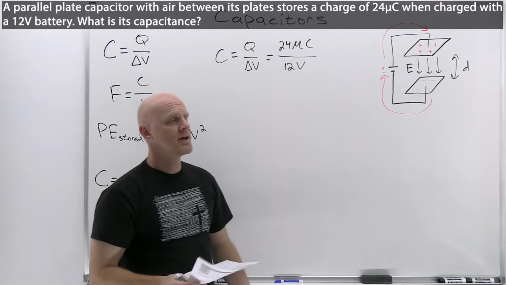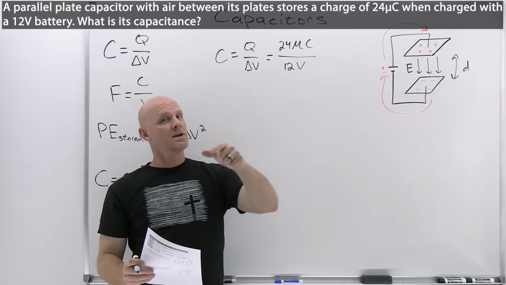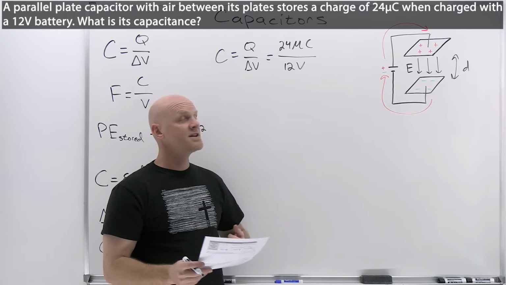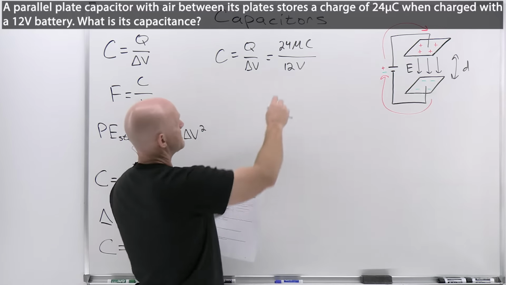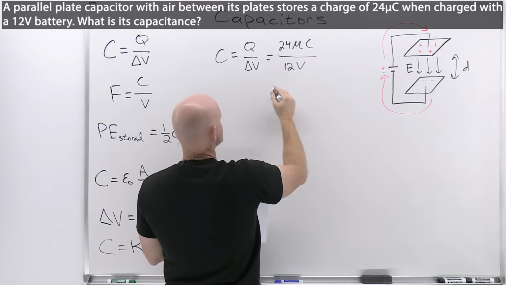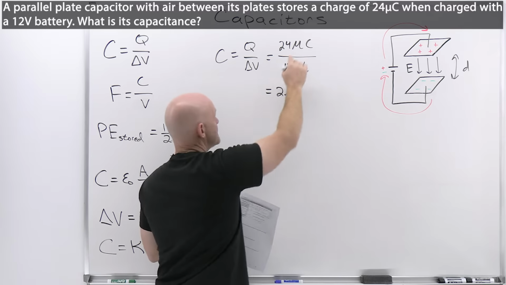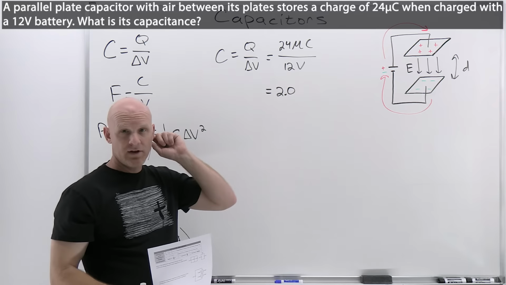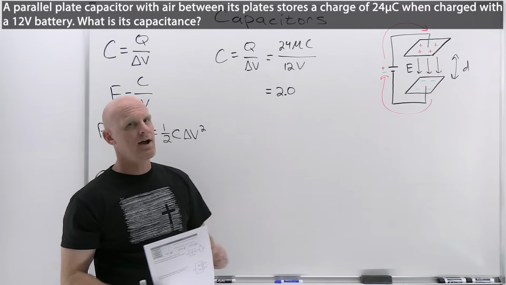Okay, now one thing to note, you might be like, hey Chad, you probably should put this in as 24 times 10 to the negative 6 coulombs. And you could, and we'll find out that the result doesn't really matter if we do or don't, sort of. If we do the math here though, 24 divided by 12 is 2. In this case with 2 sig figs, that's 2.0. And when you do coulombs over volts, you get farads. When you do microcoulombs over volts, you get microfarads.